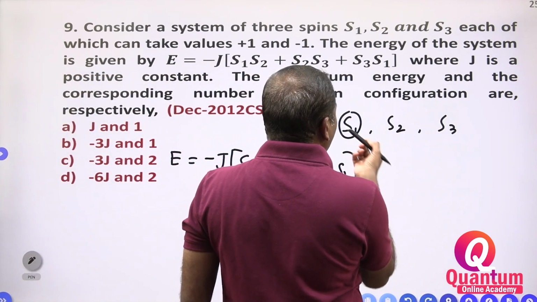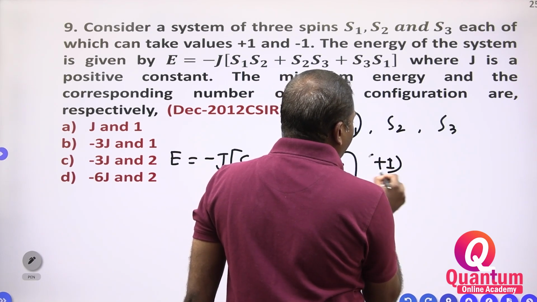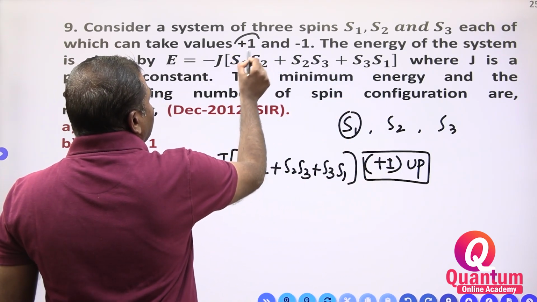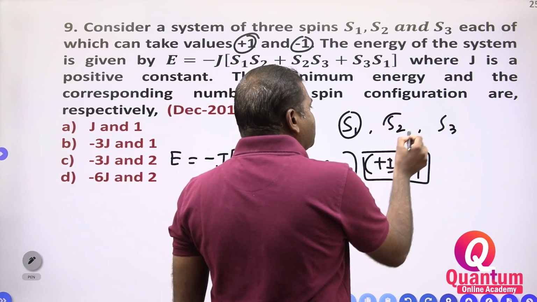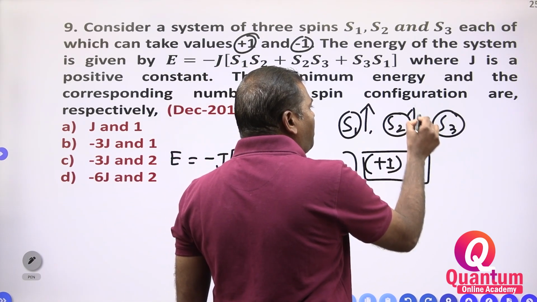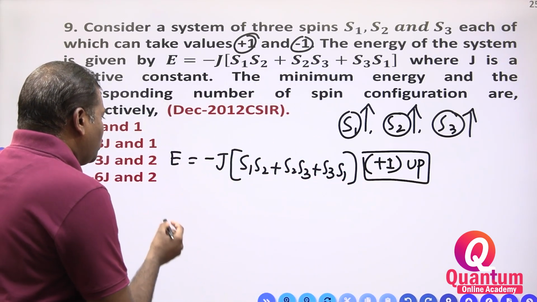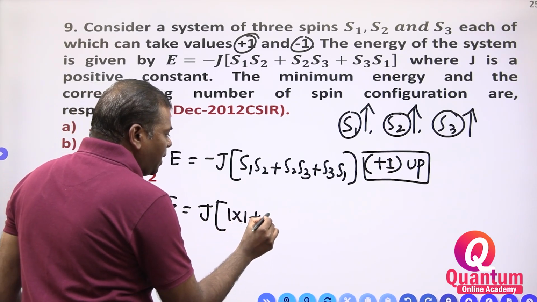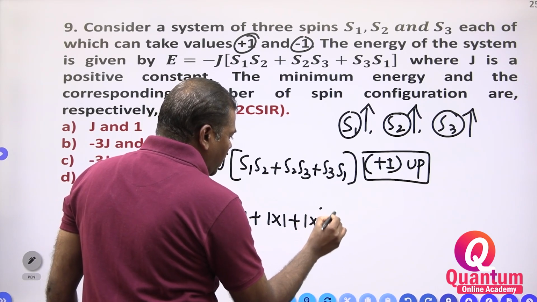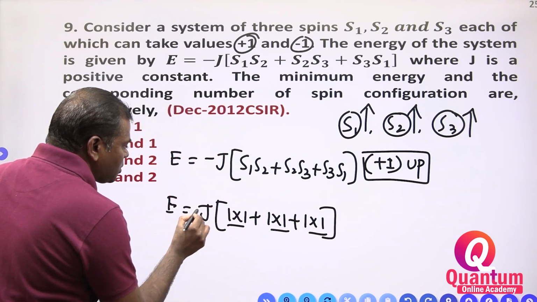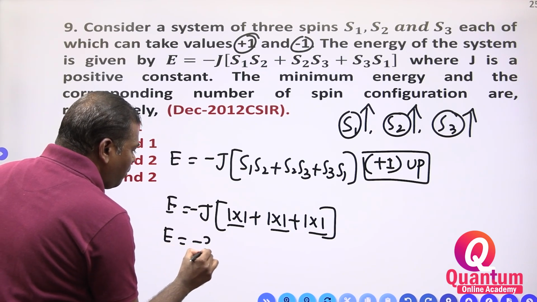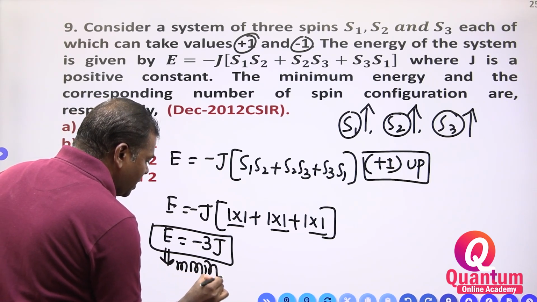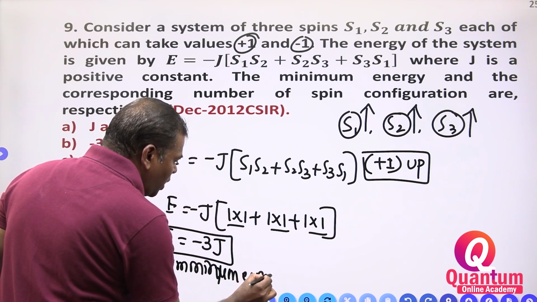Suppose first you take the positive spin, spin up. Each spin is either +1 or -1. All the spins you consider as up. Then you substitute E is equal to -J into (1 into 1 plus 1 into 1 plus 1 into 1), that is 1 plus 1 plus 1. So E is equal to -3J. This is the minimum energy. This energy is also a minimum energy.